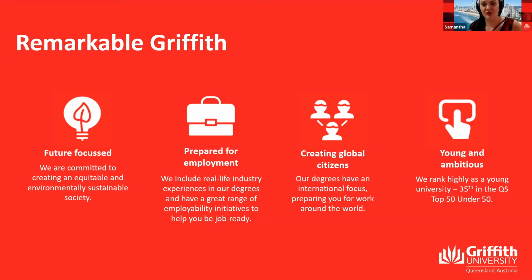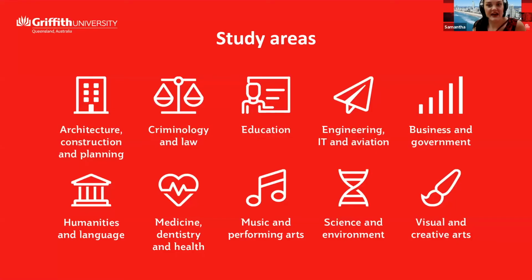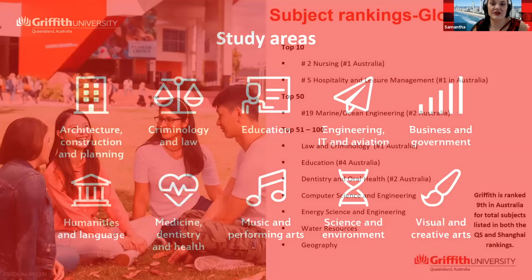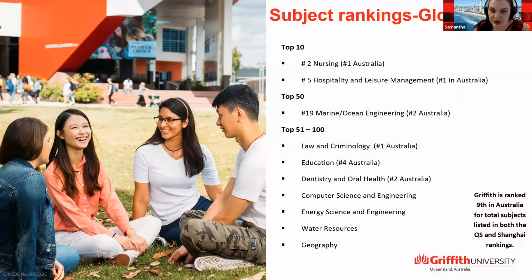As I mentioned before, we're still under 50 years old, and we're really proud of the fact that we are in the top 50 universities under 50 years old in the world. We also have won more teaching awards than any university in Australia in the last 5 years. And as I mentioned before, we have over 200 degrees. So just a couple of our highly ranked programs. We are #1 in Australia for nursing. We're also #1 in Australia for hospitality and leisure management, and #1 in Australia for law and criminology.